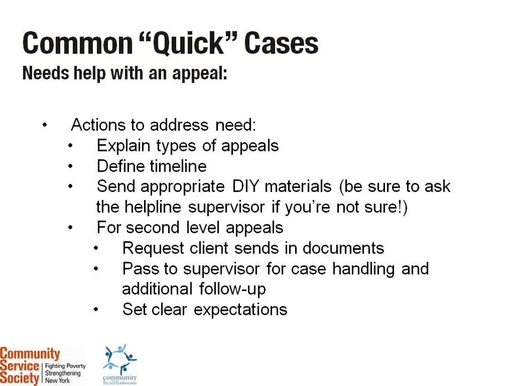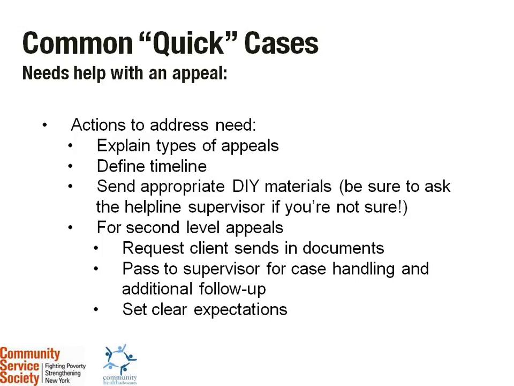Yeah. And then, it could have been something that was easily resolved at the first level, but they only get 2 internal appeals, so we don't want to waste any of them. So for second level appeals, we always ask the client to send in documents, because we want to see whether or not we can help them in the first place. We want to set their expectations because it might not be something that we can help them with.